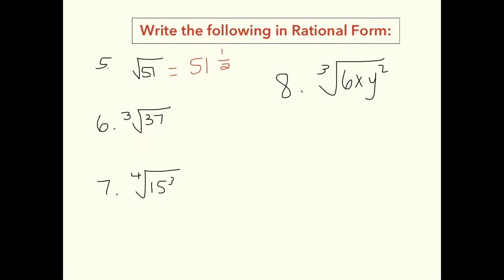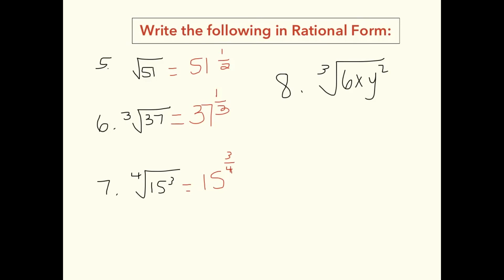Over here, the third root, or the cube root of 37, is going to be 37 to the 1/3. The fourth root of 15 cubed becomes 15 to the 3/4 power.